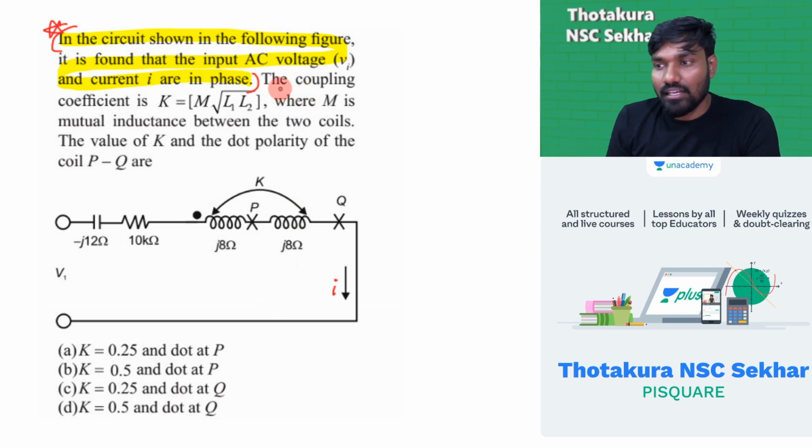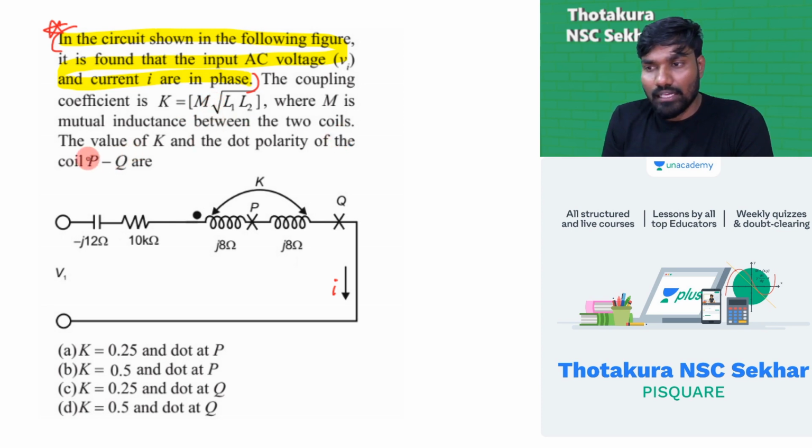Then the coupling coefficient, we already know this. The coupling coefficient K is equal to M by root L1 L2. Here it is intentionally given as K is equal to M into root of L1 by L1 into L2, and you have to take it as given. Where M is the mutual inductance between the two coils. As per our formula, we should get M by, but here it is given as into.